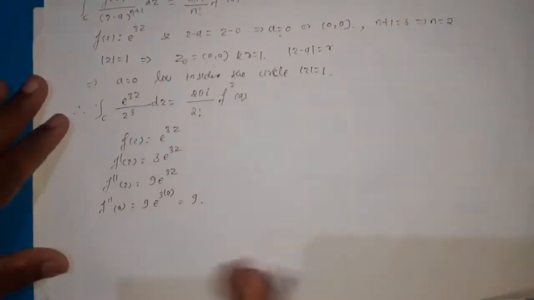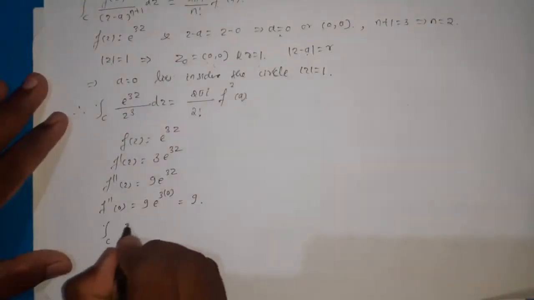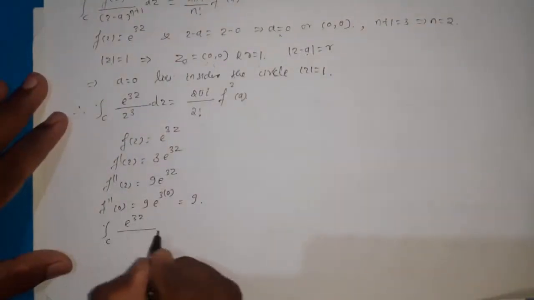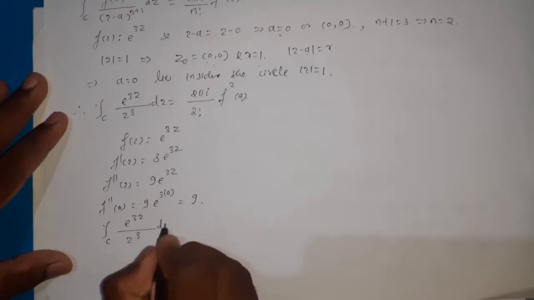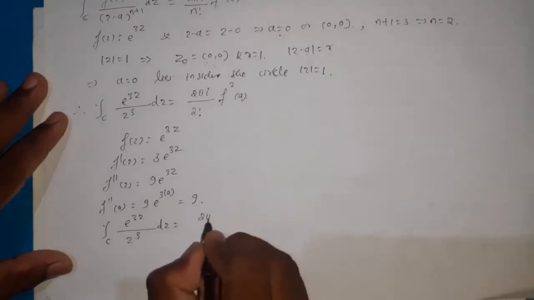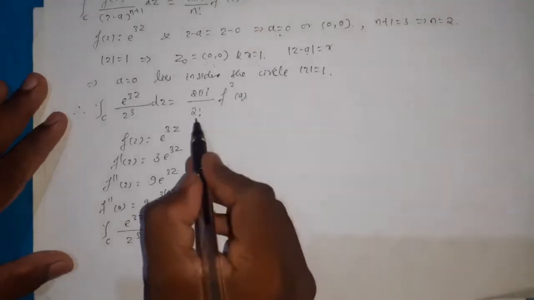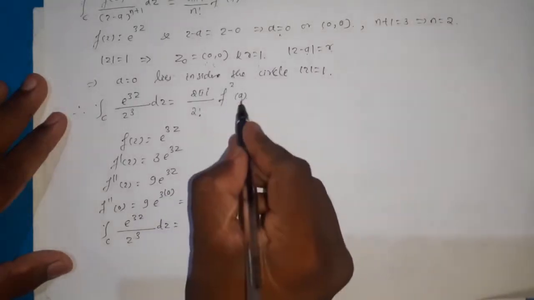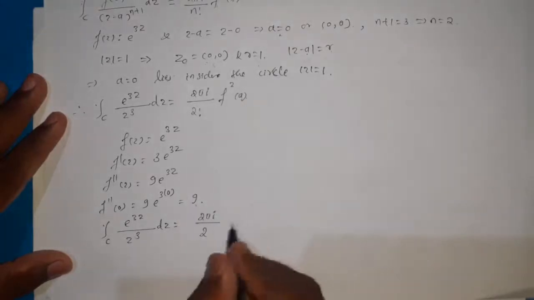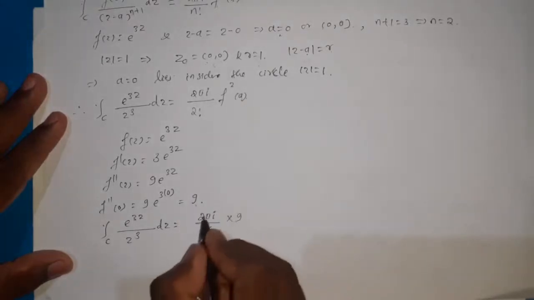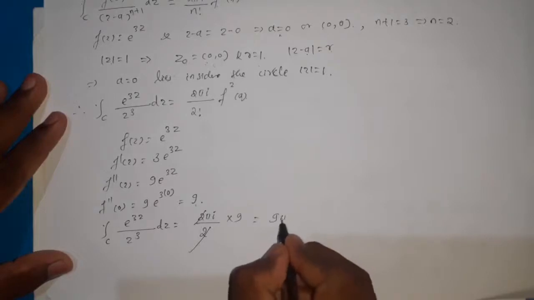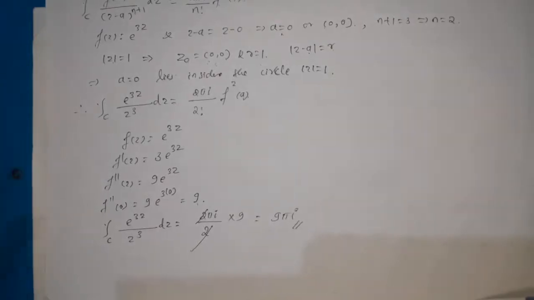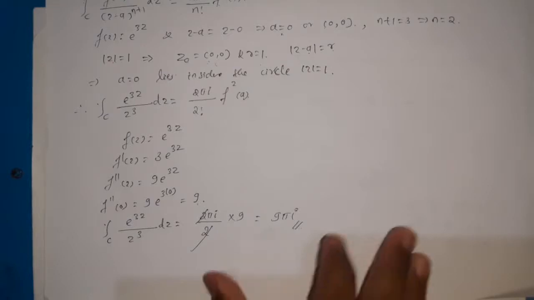And then integration over c e power 3z divided by z cube dz equal to 2 pi I divided by 2 factorial, which is 2, and f power 2 of a, that is equal to 9. So 2 and 2 get cancelled, it is equal to 9 pi I, which is the required value of the integral.